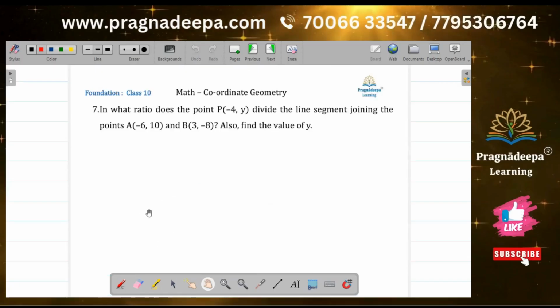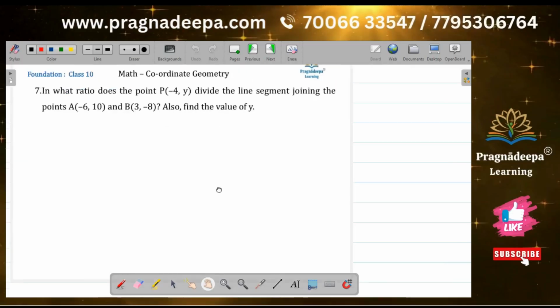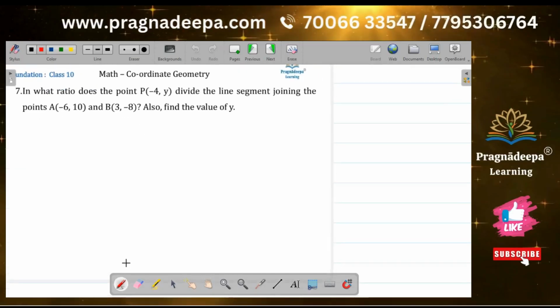Next, in what ratio does the point P divide the line segment? So you have one line segment, and in this line segment, you have a point P here.